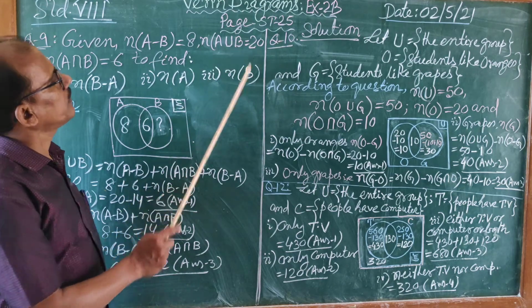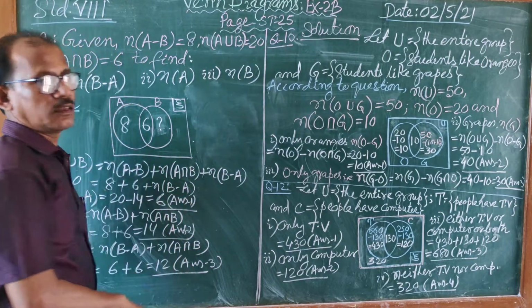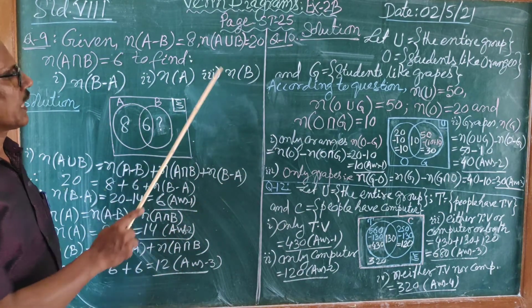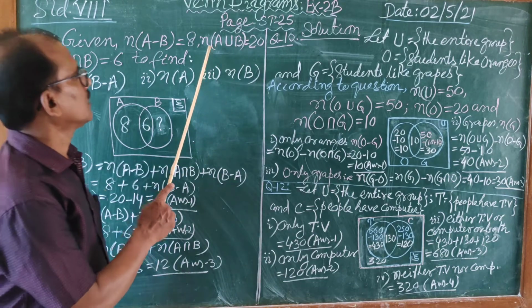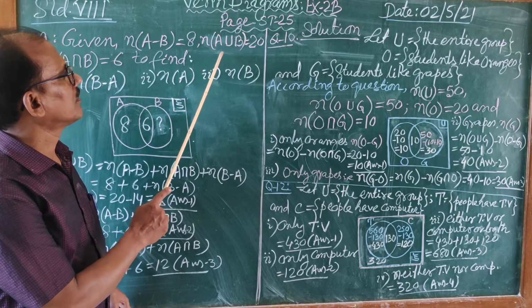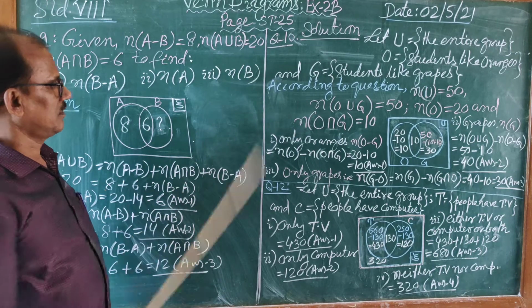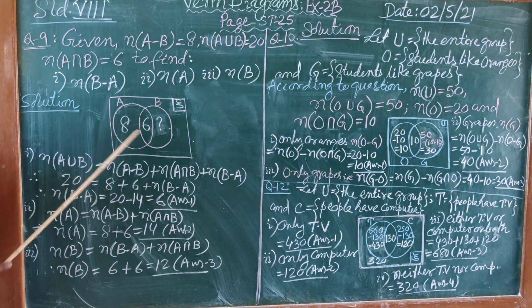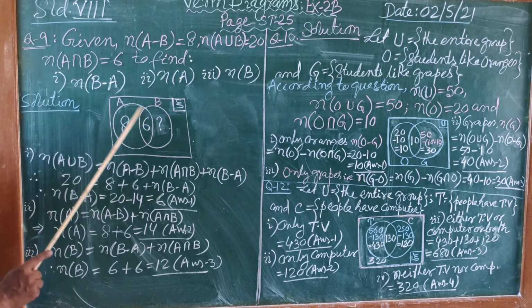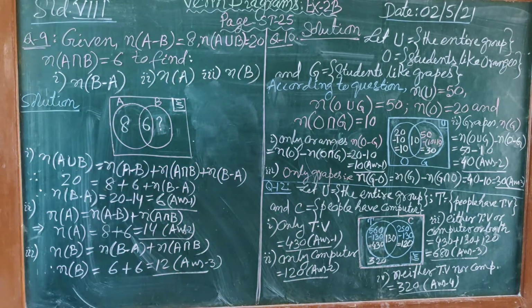Now A union B, that means two sets are there. The union part includes A union B. Let me tell you, this will be in A minus B, in A intersection B, and in B minus A. Try to understand: A minus B, A intersection B, and B minus A, this part. You must know what regions are there in a Venn diagram. If you know this, then you will be able to do it.